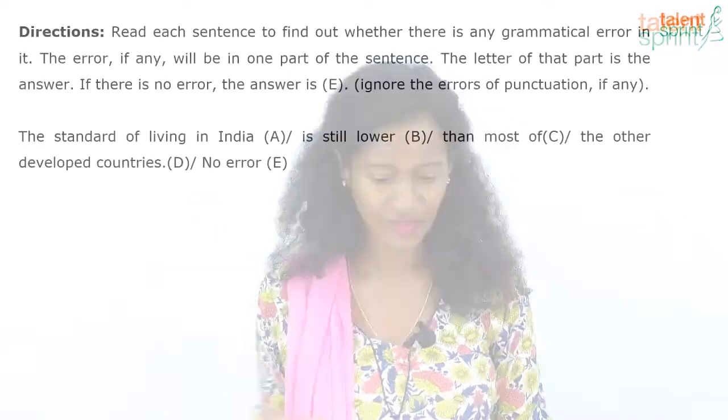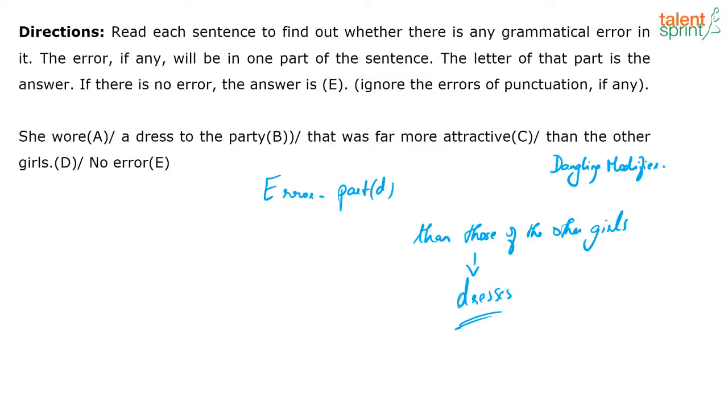So in the context, actually the context is bringing the meaning as though they are comparing her dress to the other girls. Incorrect. They are comparing her dress to the dresses of the other girls. And when we add that "those" in part D, then we understand the meaning, right? So, she wore a dress to the party that was far more attractive than those of the other girls. Got it? Let's look at a couple of more with this particular error type, which is dangling modifier.